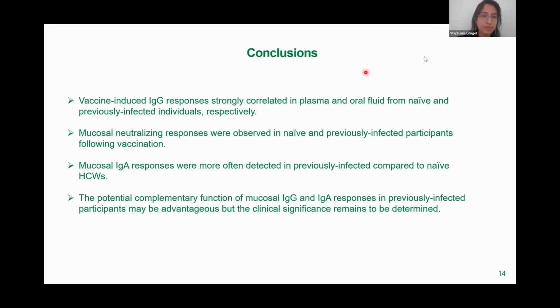Okay, so to conclude, we observed that vaccine-induced IgG responses strongly correlated in plasma and oral fluid from naive and pre-infected individuals, respectively. Mucosal neutralizing responses were observed in both naive and pre-infected participants following vaccination with a systemic mRNA vaccine, but mucosal IgA responses were more often detected in pre-infected individuals compared to naive participants. So the potential complementary function of mucosal IgG and IgA in pre-infected individuals may be an advantage, but the clinical significance remains to be determined.